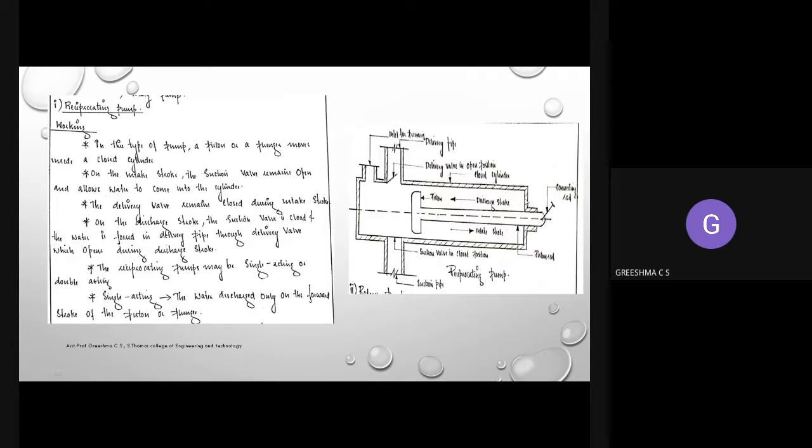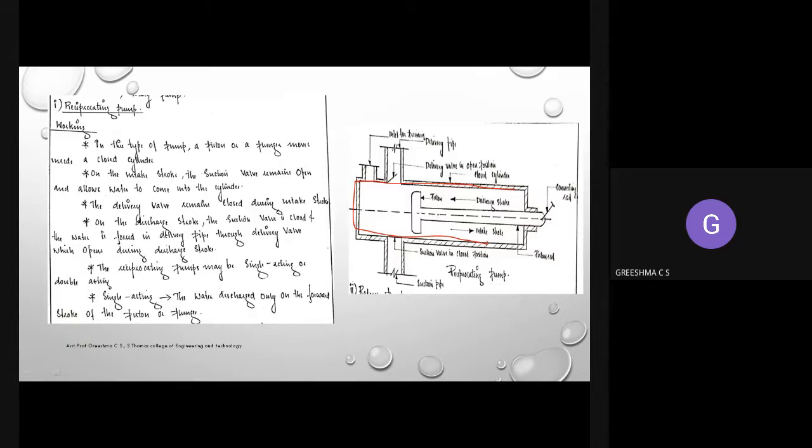In this reciprocating pump, this is a closed cylinder. A cylinder will be provided, and inside the cylinder there will be one plunger. This plunger will be moving.